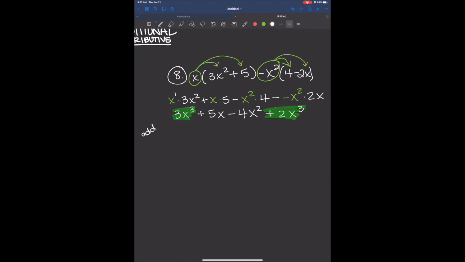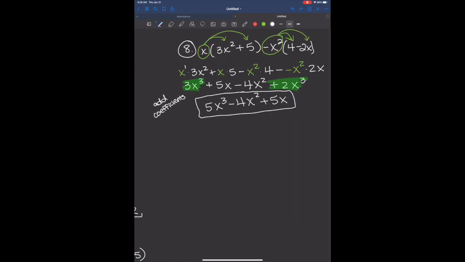Then we're looking for like terms. And remember, with like terms, we add their coefficients. We're not multiplying there. We are adding like terms together. So we get 5x cubed minus 4x squared plus 5x.